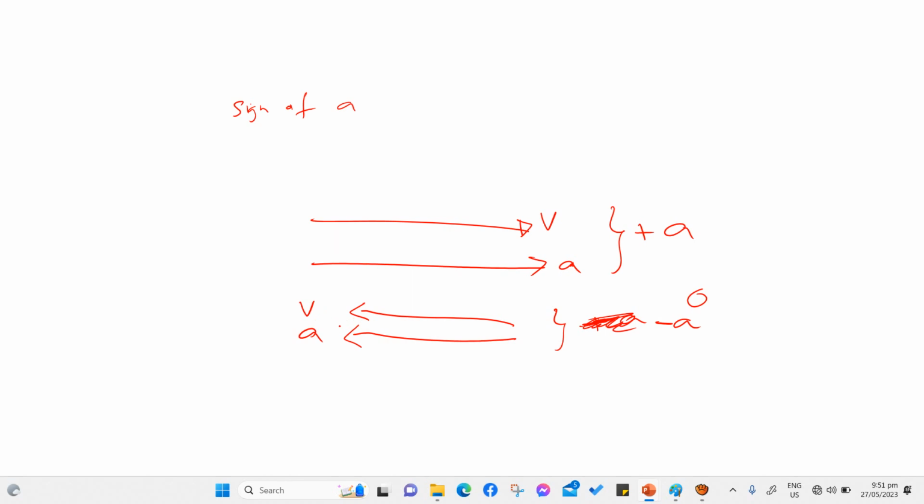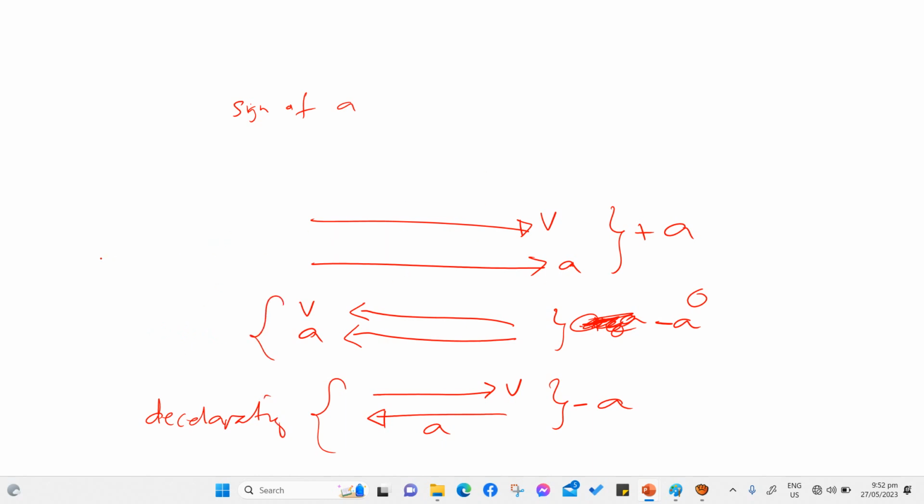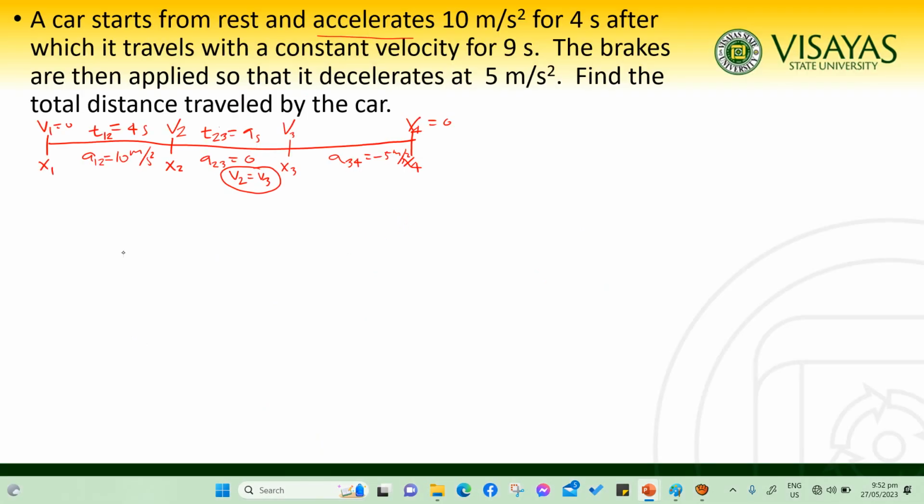Now, another thing: if the velocity goes in this direction and your acceleration goes in that direction, then your a is negative. That means decelerating. This one is accelerating, but the direction is toward negative x, something like that. Okay, so going back to the problem.